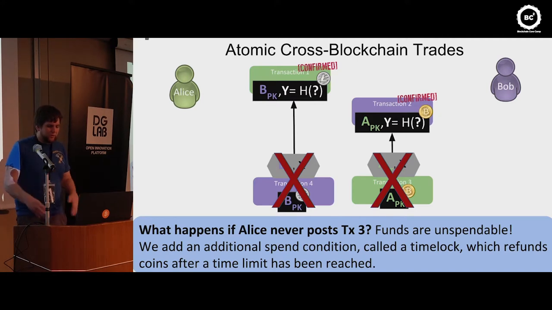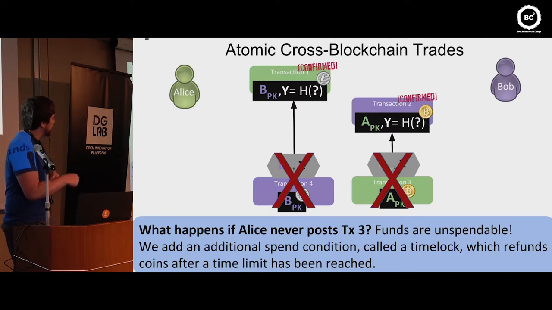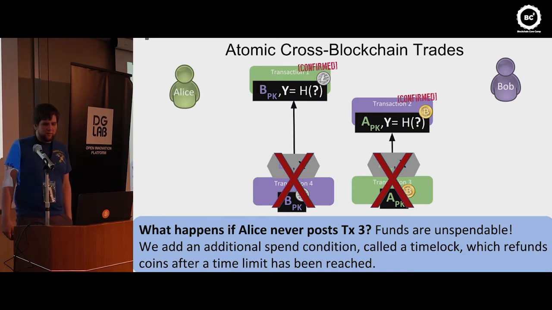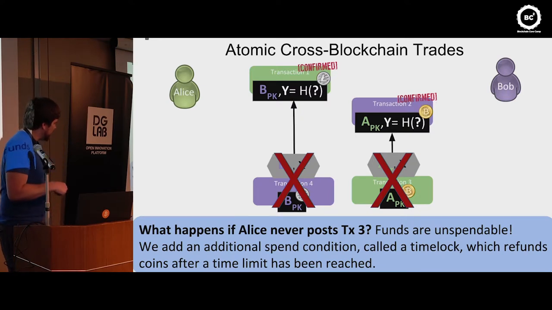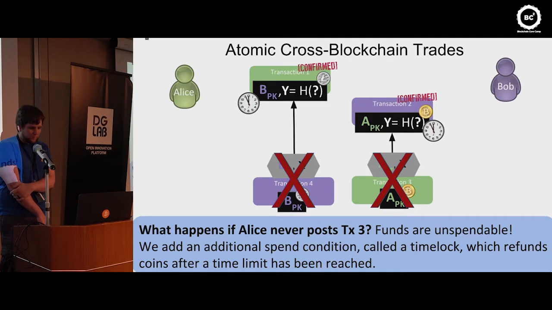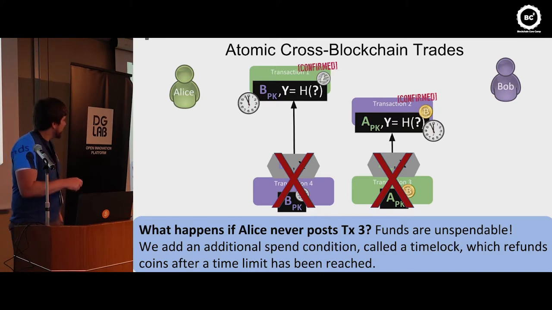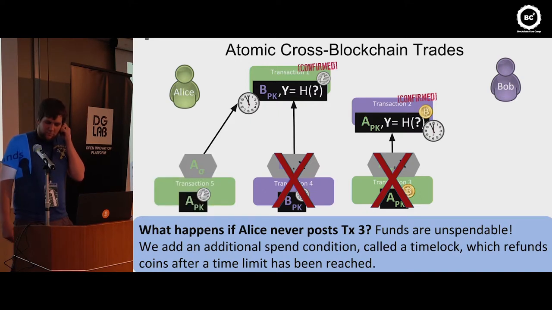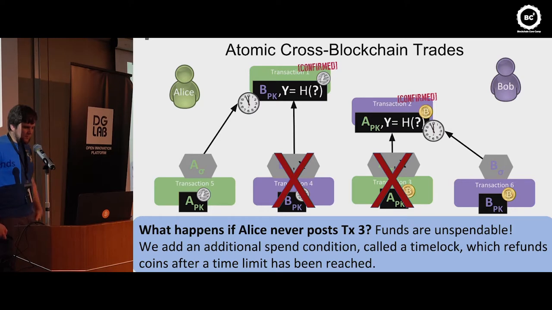So what we're going to do is add an additional spend condition on several of these transactions. And this spend condition will be a time lock, which refunds coins after a period of time has been reached. So we're going to represent the time locks with clocks on the output.